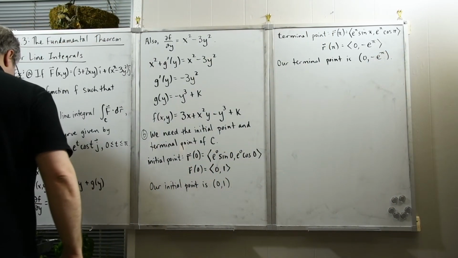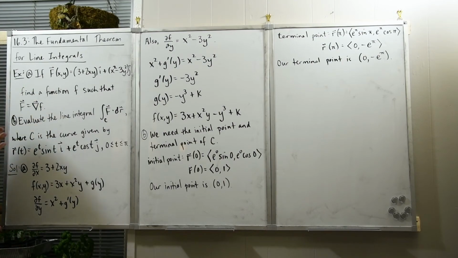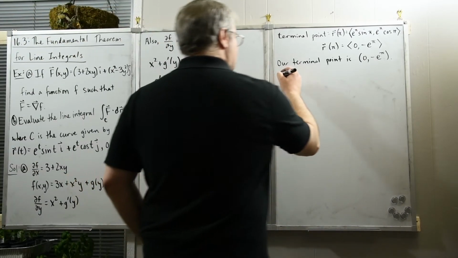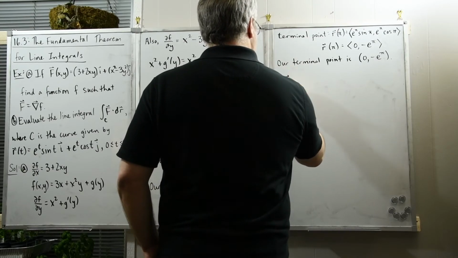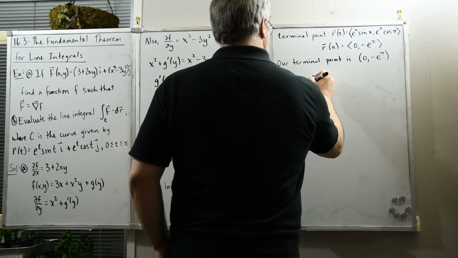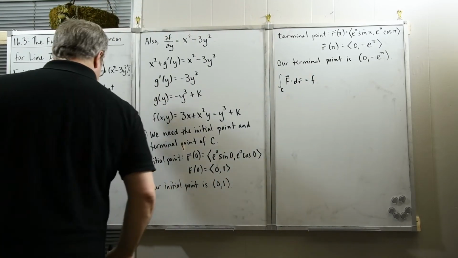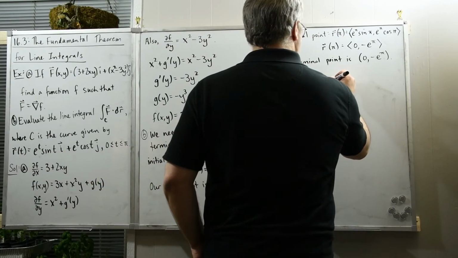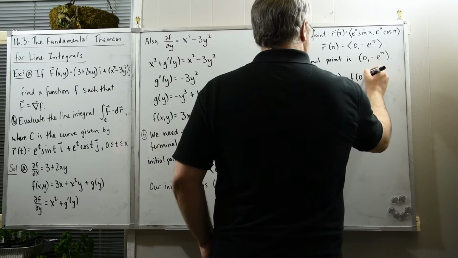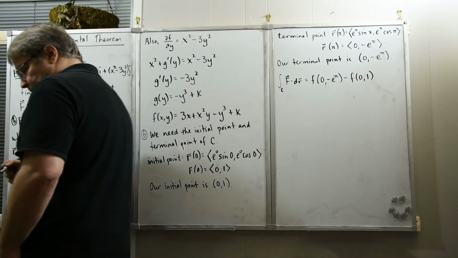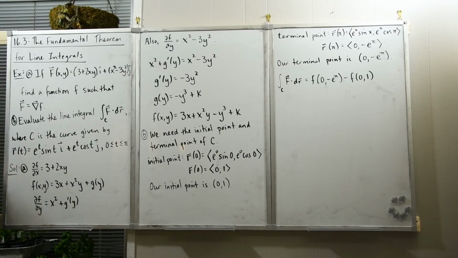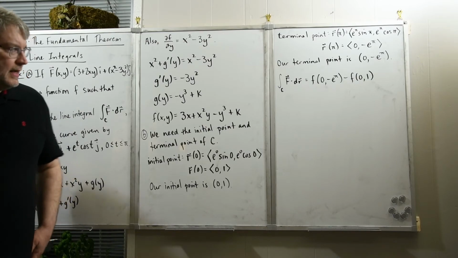All right. Now, according to the initial theorem that we had in this section, if we're going to evaluate this line integral, the integral of the gradient of little f along C, we know that's going to be equal to little f evaluated at the terminal point minus little f evaluated at the initial point. And so we start to think about, what is that actually going to work out to be?